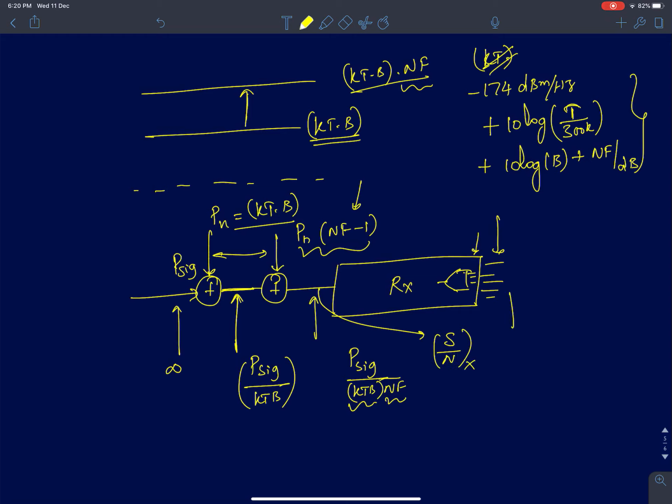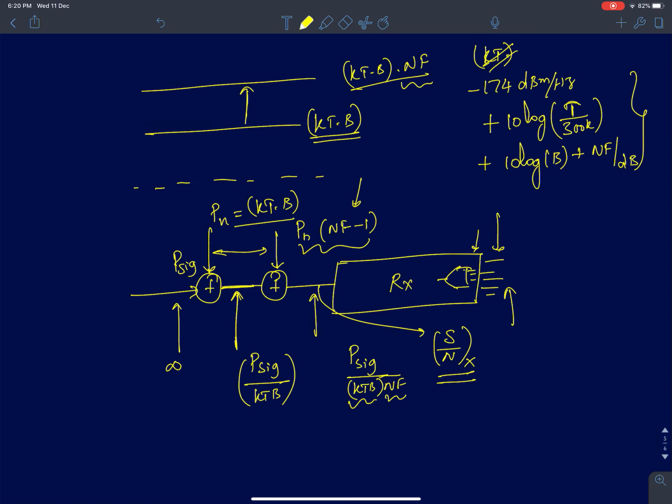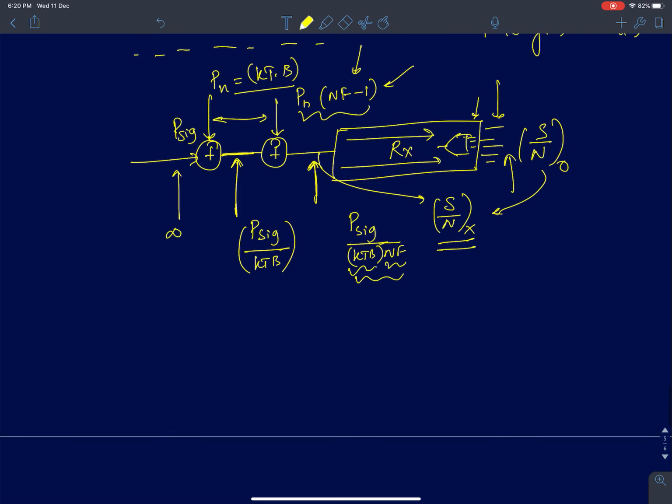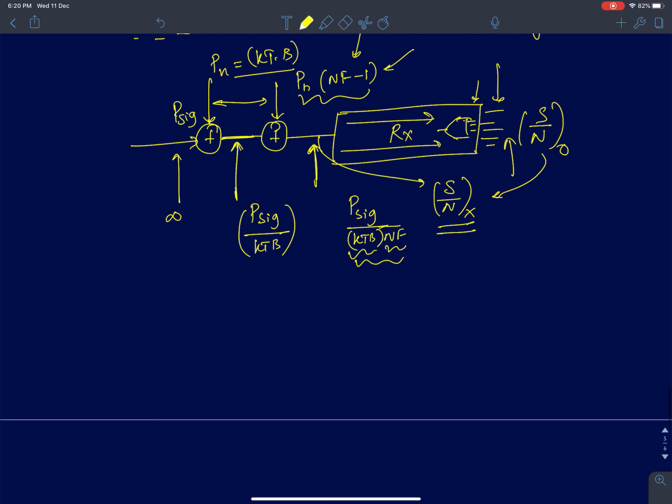Now this is the SNR at the output. That's going to be exactly the same as S by N X, because both the signal and noise are going to see the same transfer functions. So here the SNR at the output will simply be equal to S by N X, that is the input. So once you capture the effect of noise figure, you don't have to worry about the receiver chain. So kTB times noise figure actually captures the excess noise.